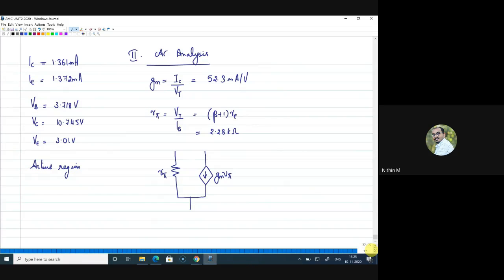Yes, Pallavi, any idea? No, sir. Okay, Ashwit, can you help me in finding whether early effect should be considered or not? Sir, I don't know. Okay, Renuka, can you tell me whether early effect should be considered? Yes, sir. Why? R naught is given. Okay, very good. Since R naught is given, I have to add R naught here in the model, right?